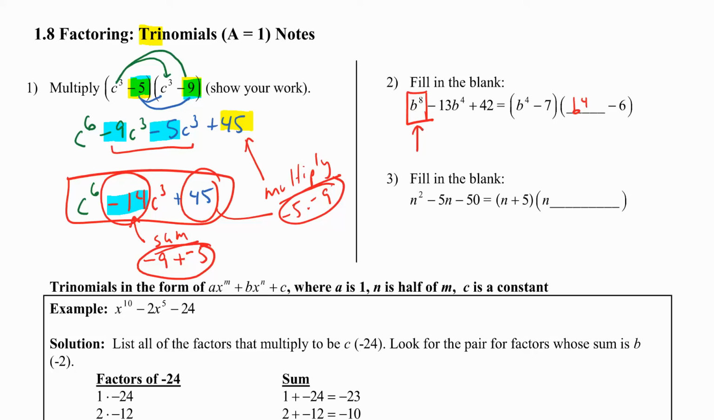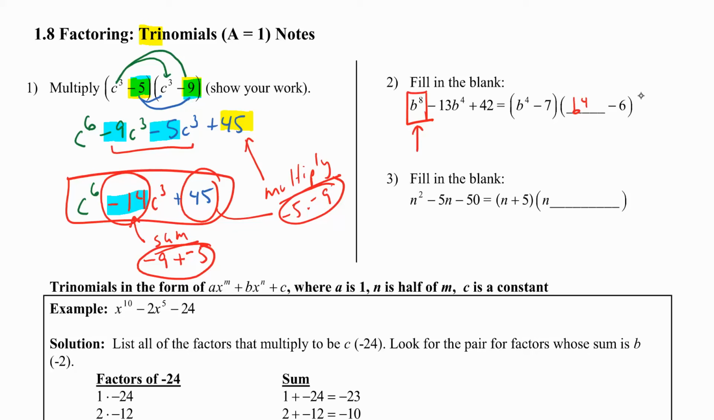Number 3 explores the same idea. Again, n squared minus 5n minus 50 is equal to 2 numbers or 2 expressions that we multiply. I already gave you a hint, and this should make sense: n times n is n squared. So now what we have to figure out is what number is over here.